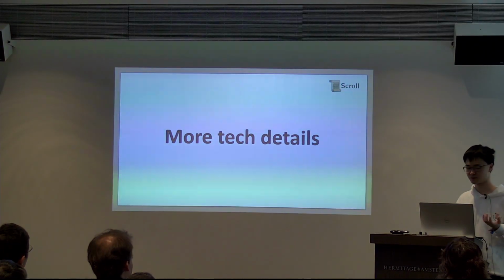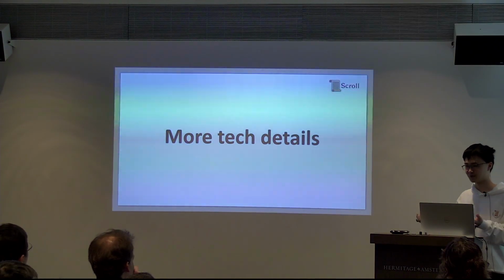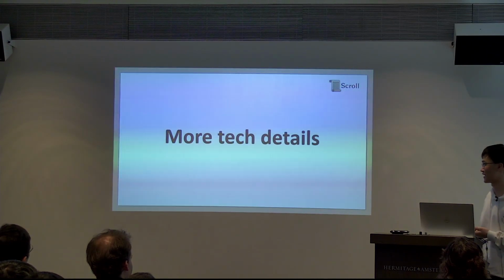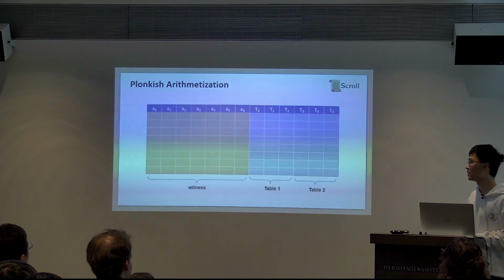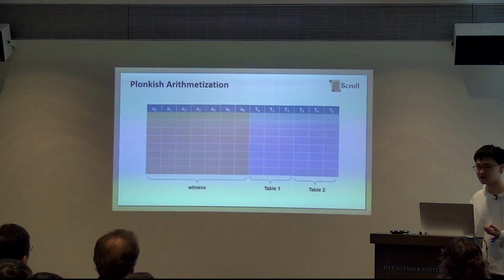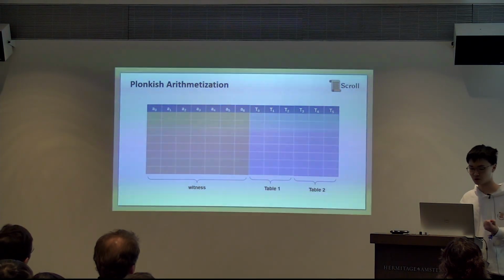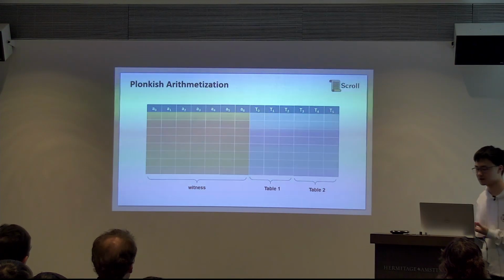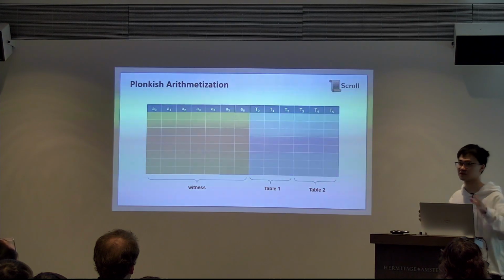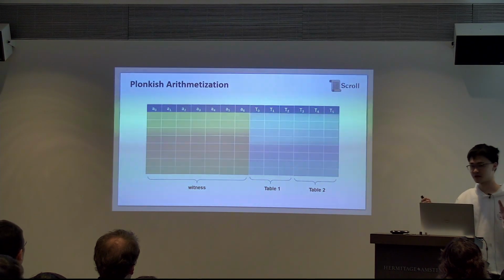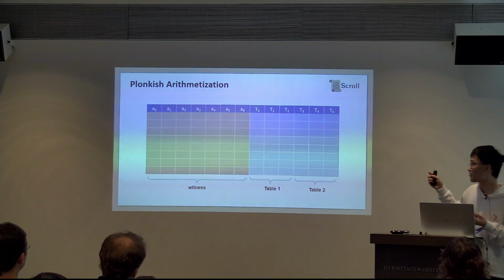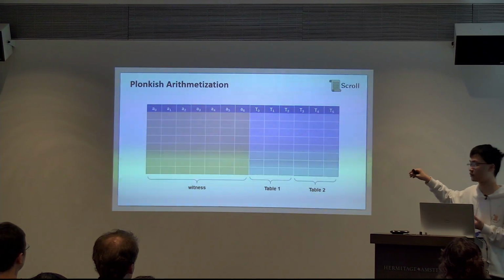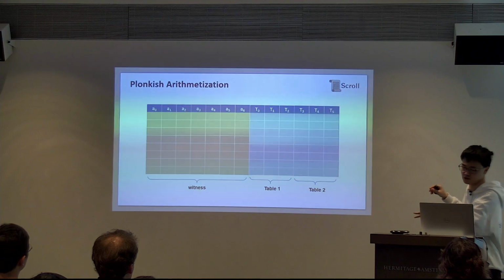Now let's move into some more ZK and technical detail, which is especially for those of you who are already ZK experts. To write a circuit, we are using Ultra-PLONK, sometimes called PLONKish arithmetization. The basic idea is that instead of R1CS, which is linear combination times linear combination equal to linear combination, we are using a more flexible way. We are using a table to represent your constraint system.